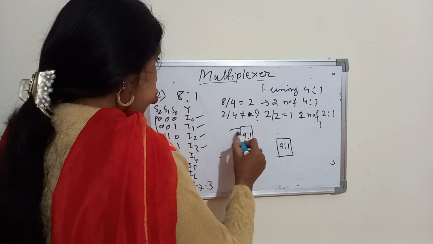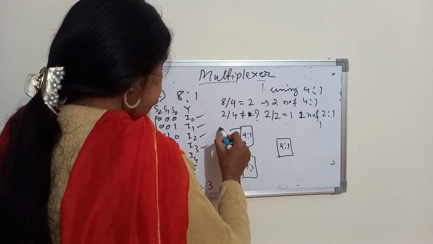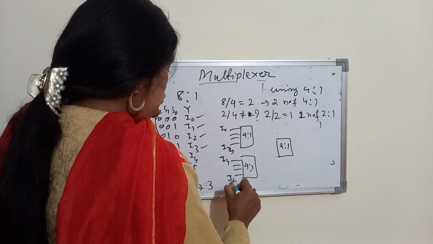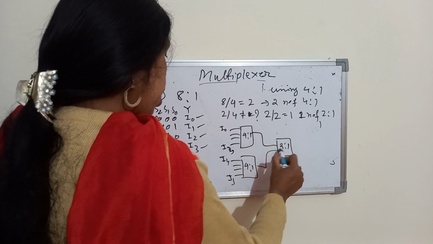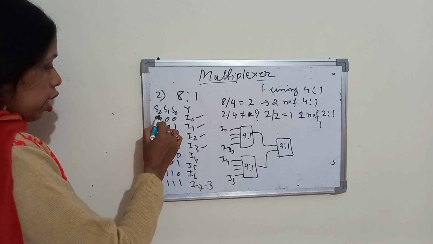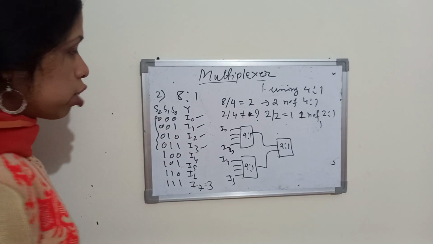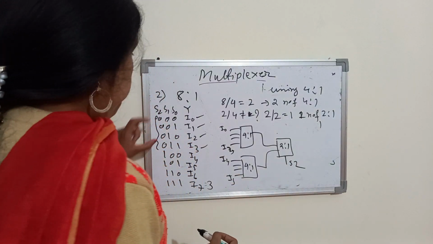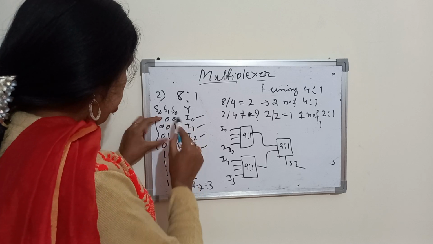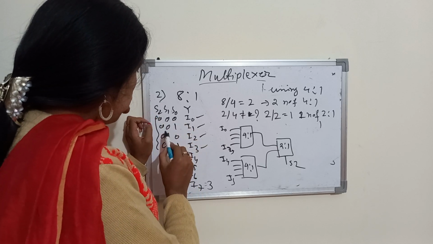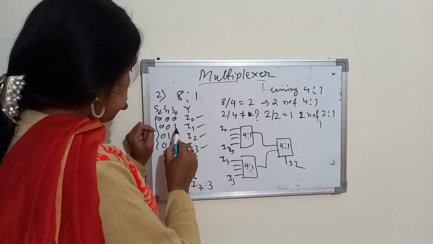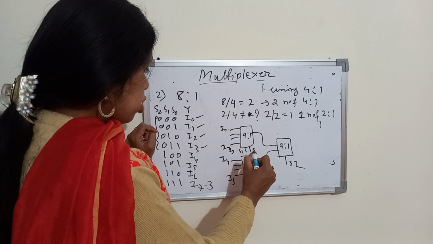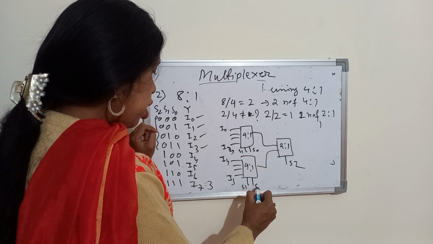So 4 inputs are there, here also 4 inputs: I0 to I3, I4 to I7. And again you can see for getting I0 to I3, this MSB will be 0, so that means here I have to put S2. Now remove this one. S1 S0 is 0 0, I0 should be selected. If it is 0 1, I1 should be selected. So it will be like that. So S1 I will put here, S0 I will put here. Here also again, S1 and S0 I will put.